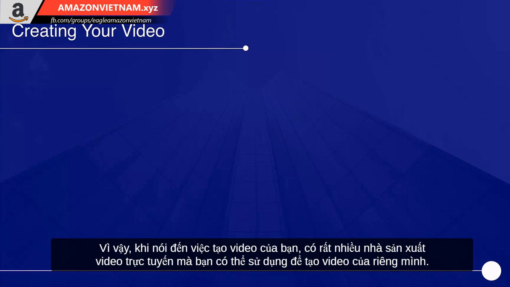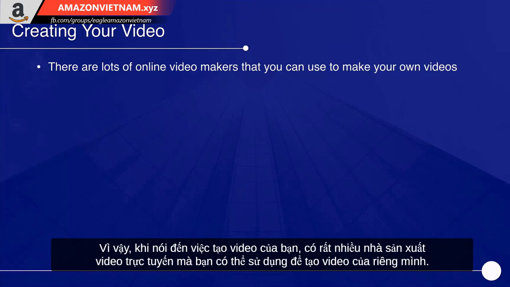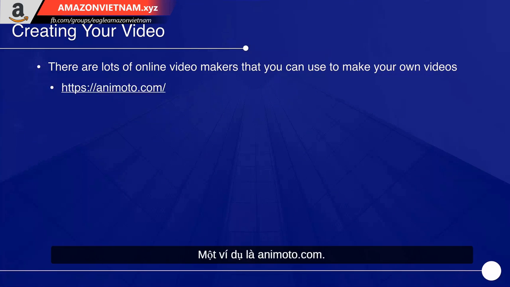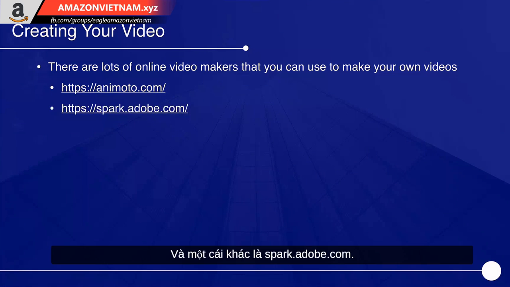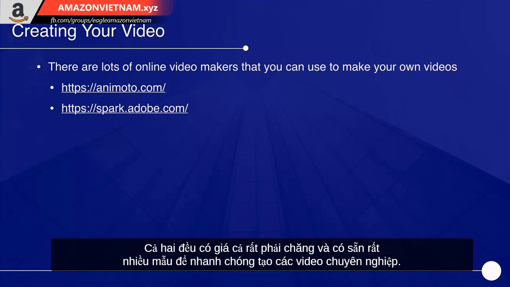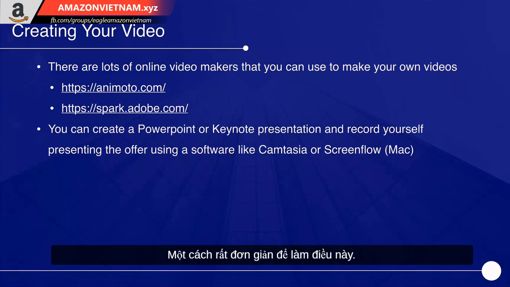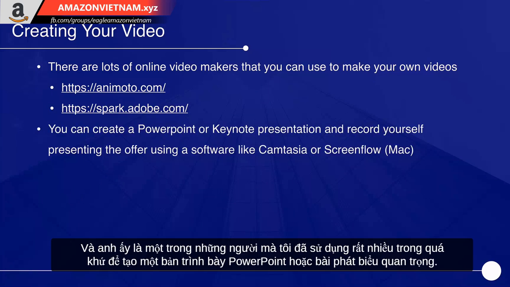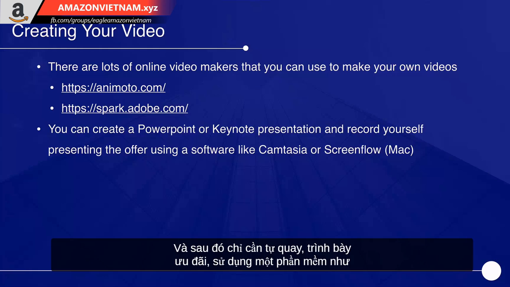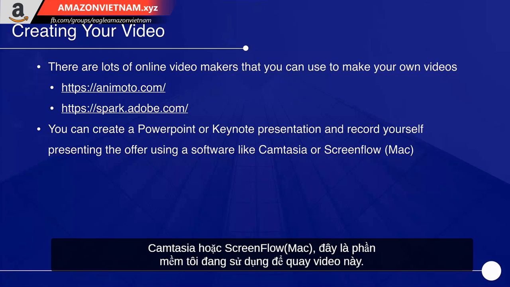So when it comes to creating your video, there are lots of online video makers that you can use to make your own videos. One example is animoto.com and another is spark.adobe.com. Both are very affordable and have lots of templates available for quickly creating professional looking videos. A very simple way of doing this, and one that I've used lots in the past, is create a PowerPoint or a Keynote presentation and then just record yourself presenting the offer using a software like Camtasia or ScreenFlow, which is the software I'm using right now to record this video.